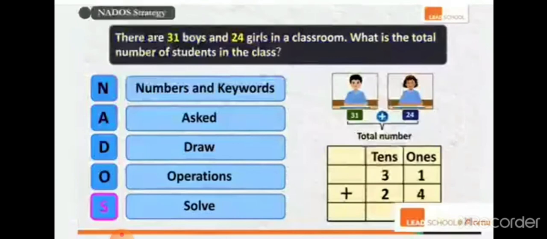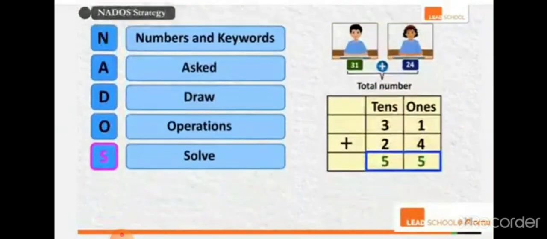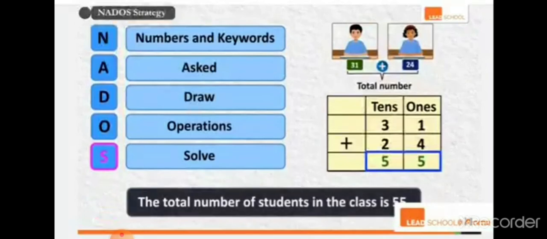So, we will first add the digits in the ones place. 1 plus 4 is equal to 5. Next, add the digits in the tens place. 3 plus 2 is equal to 5. Ta-da! We get the final answer as 55. So, the total number of students in this class is 55.